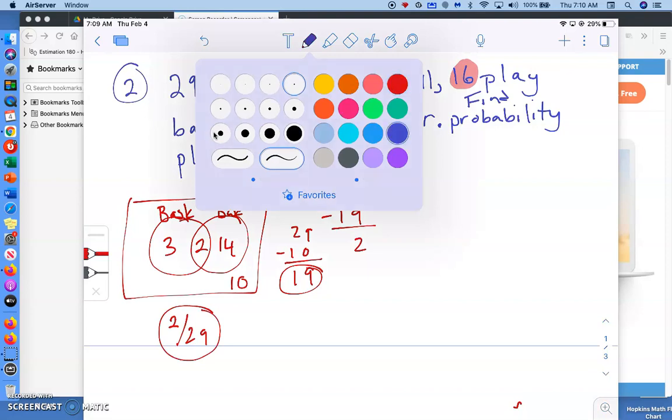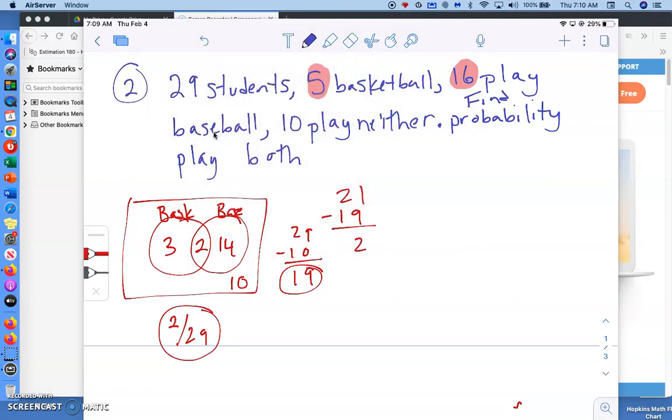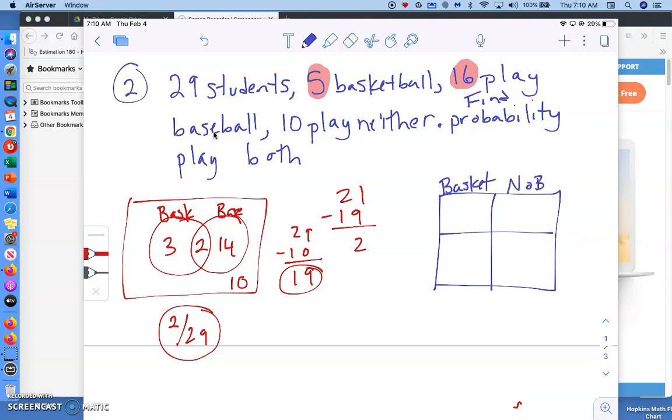Another way we're going to look at this one today, and we're going to take a look at some more of these tables here, is a nice way to look at these is to make some tables. So all of the possibilities, you could play basketball or no basketball.